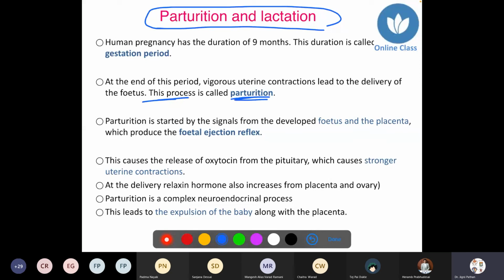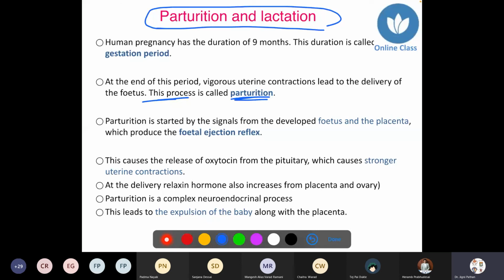So, the delivery of the fetus. In humans, the yolk sac gets reduced. It plays an important function in forming blood cells. Once the bone marrow takes over, the yolk sac gets reduced. Once the gonads are formed fully, once the formation of blood cells is taken by the bone marrow, the yolk sac gets reduced. At the end of this period, vigorous uterine contraction leads to the delivery of the fetus. This process is called parturition.